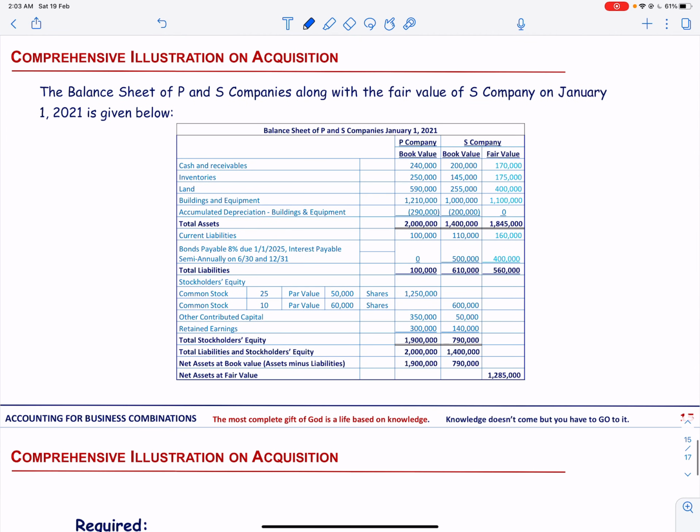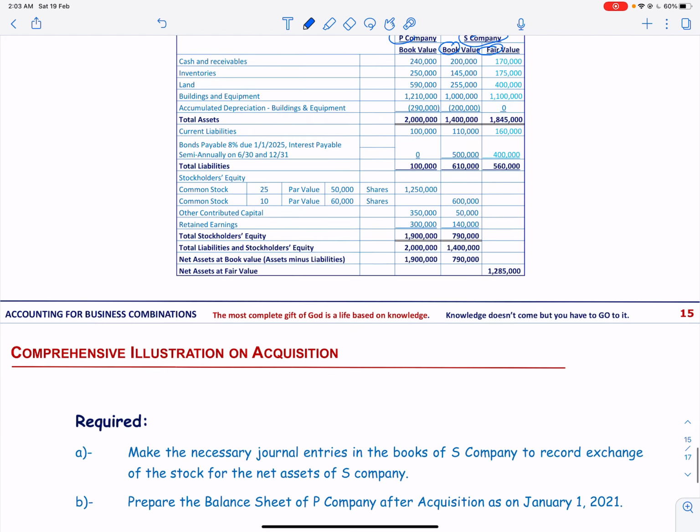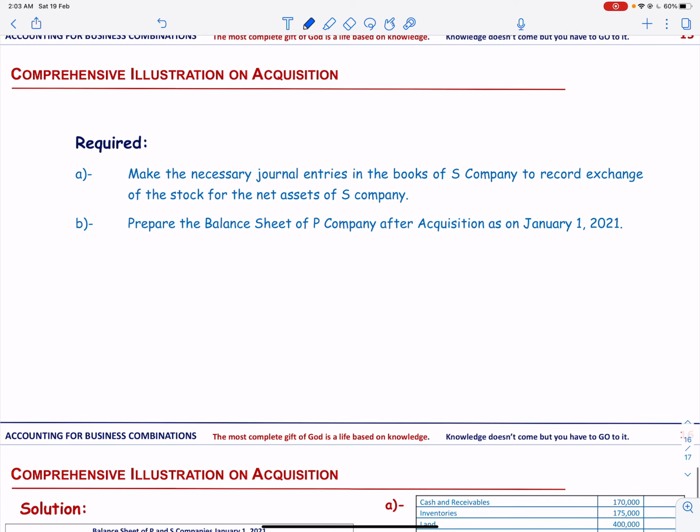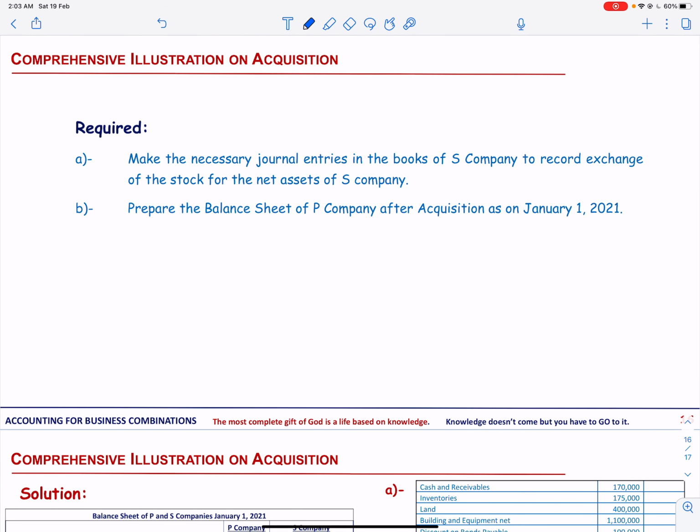So this is the balance sheet. You see we have the book value of the parent company, and we have the book value and fair value of the subsidiary company. We have the assets and the liabilities, and we have to make necessary journal entries in the books of P Company to record the exchange of the stock for the net assets of S Company. And we have to prepare the balance sheet of P Company after acquisition as on January 1, 2021.